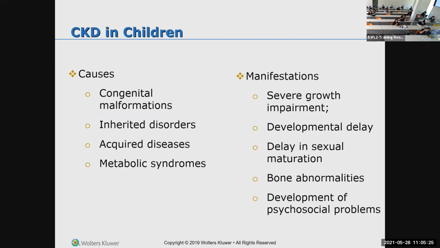Now, chronic kidney disease in children. Causes may be congenital malformations, inherited disorders, acquired disease, or metabolic syndrome. Because of the kidney disease, the child suffers from severe growth impairment, delay in sexual maturation, bone abnormalities, and development of psychosocial problems.